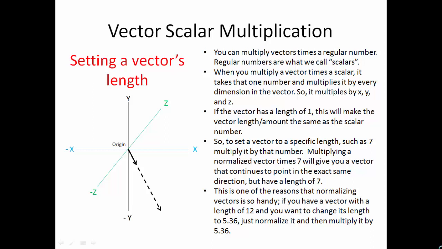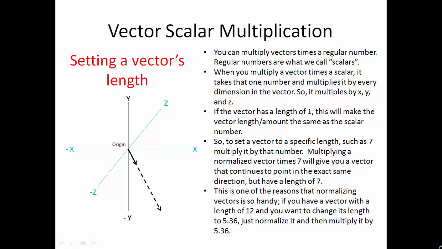Vector scalar multiplication, setting a vector's length. You can multiply vectors times regular numbers. Regular numbers are what we call scalars. When you multiply a vector times a scalar, it takes that one number and multiplies it by every dimension in the vector. So it multiplies by x, y, and z. If the vector has a length of 1, this will make the vector length the same as the scalar number.